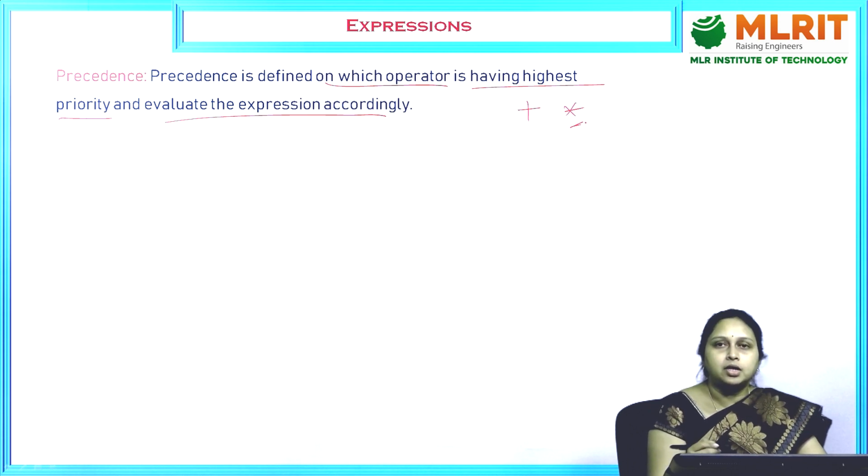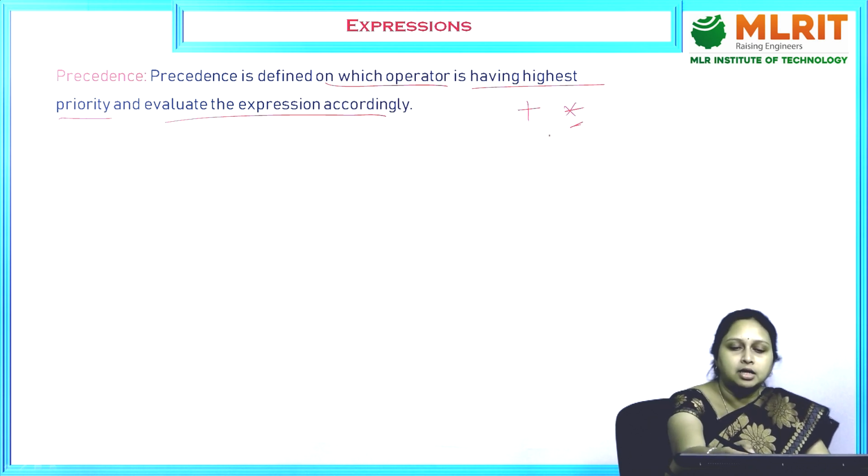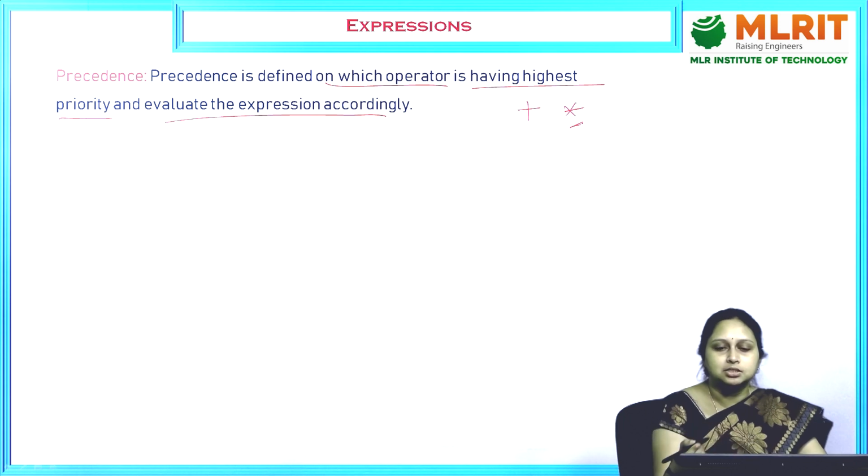According to that, you will know the priorities of each and every operator. You can refer to any of the books and check it. We have a tabular form so that you will know the priorities of each and every operator. According to that, I have taken two operators, plus and star. Star has the higher priority compared with plus.